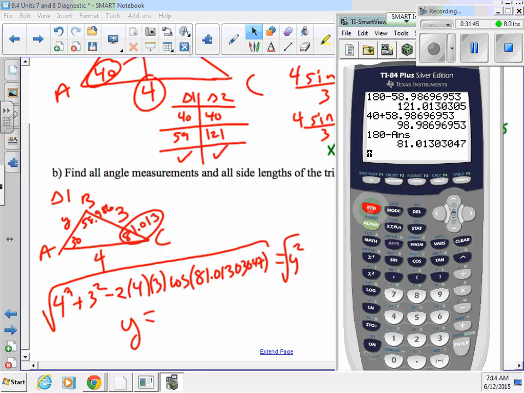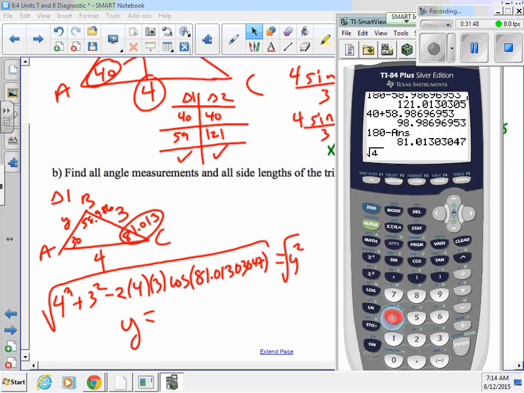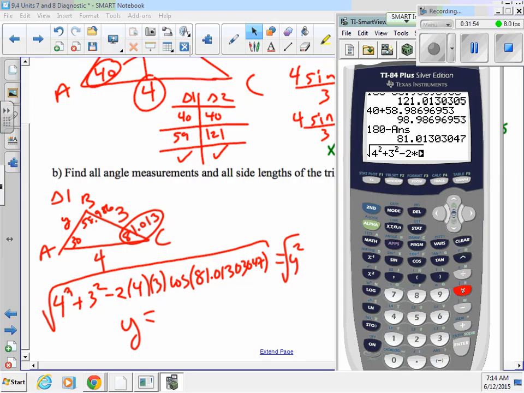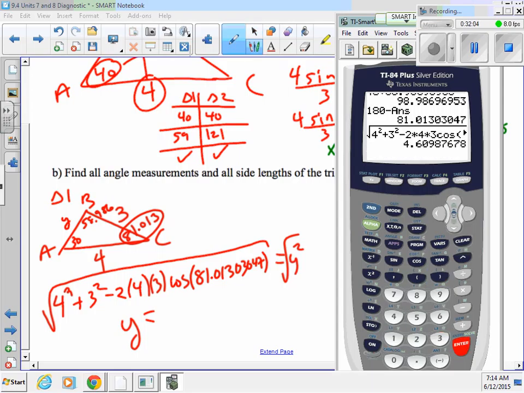So I'm just going to do the square root of 4 squared plus 3 squared minus 2 times 4 times 3 cos of this angle. And if you're good with the calculator, you can do this pretty quickly. Okay, enter. I get 4.6. And I didn't tell you where to round. I should have. I'll just round this to the nearest tenth. So this guy is 4.6.